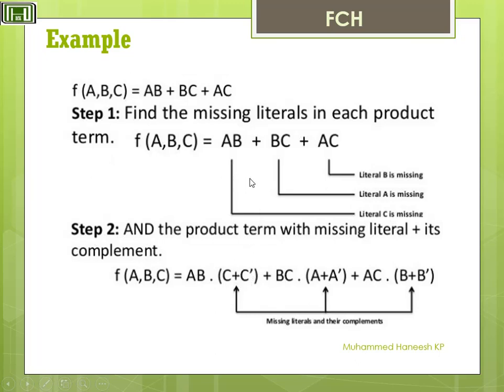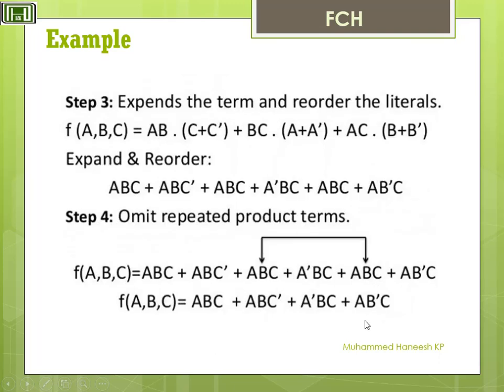How do we do this? We know that in the first term we have AB, so we add C or C complement. In the second we have A missing, so A or A complement. In the third term we have B missing, so B or B complement. These are the missing literals and their complements. Now in the third step, expand the term and reorder the literals.